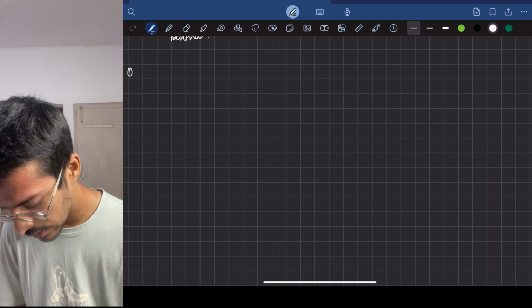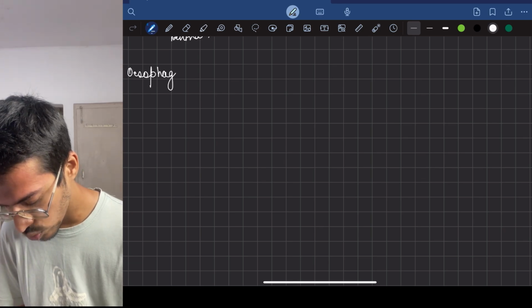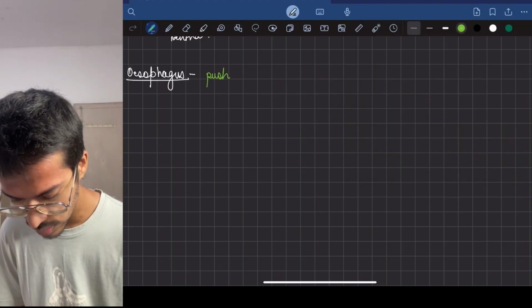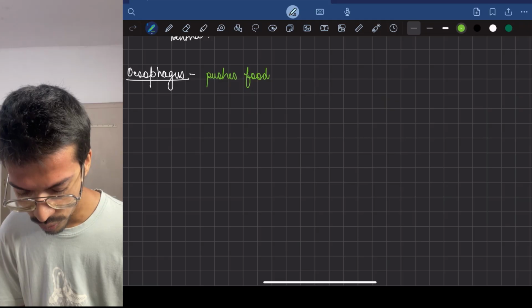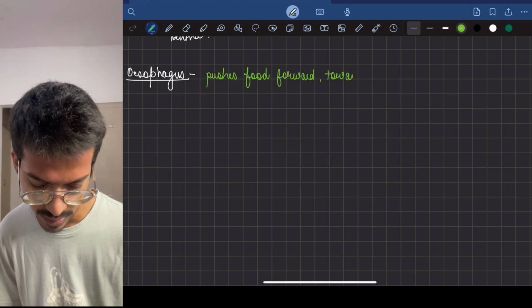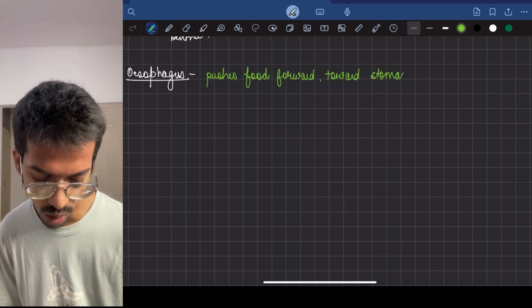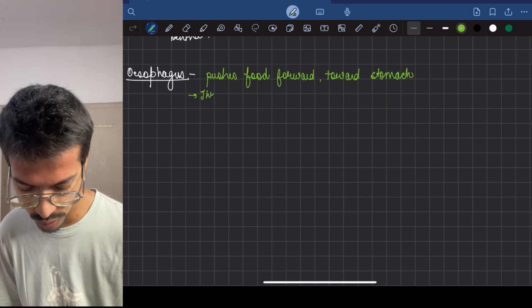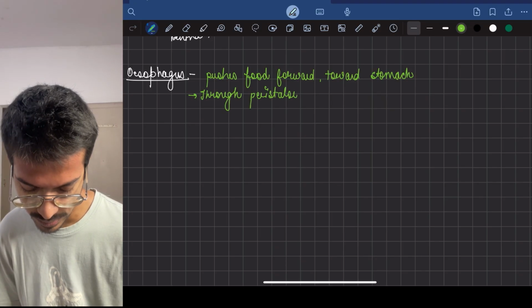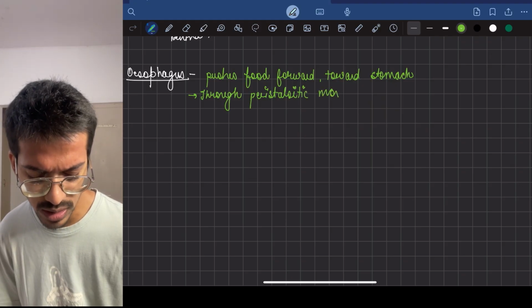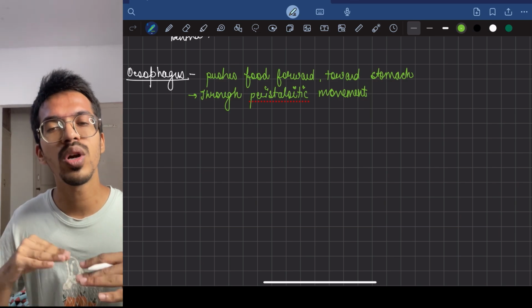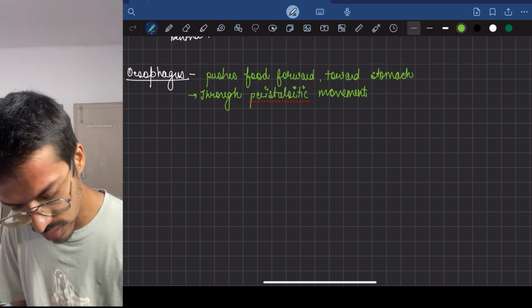The next thing is the esophagus. So over here, same thing. It pushes food forward toward the stomach through peristaltic movements. So everyone knows what peristaltic movement is? It's a to and fro rhythmic movement through which food goes down into the stomach. Next structure is the stomach.